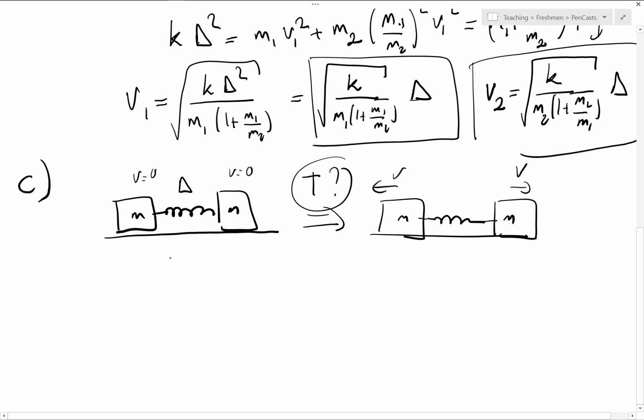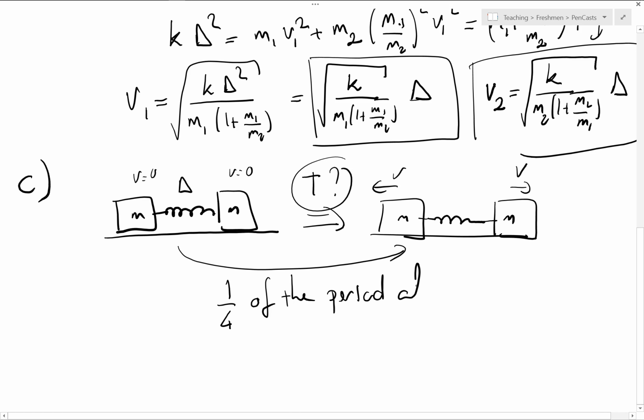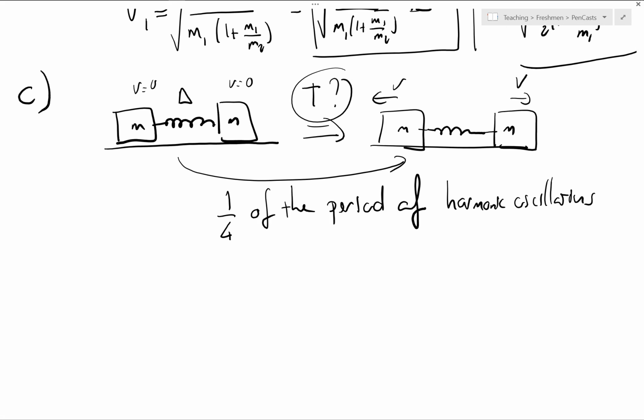So the time it takes to go from here to the maximum velocity point is actually 1/4 of the period of harmonic oscillations, right? If I waited 4 times this process, and if the spring was tied to the masses, then I would see a full period of the oscillations.